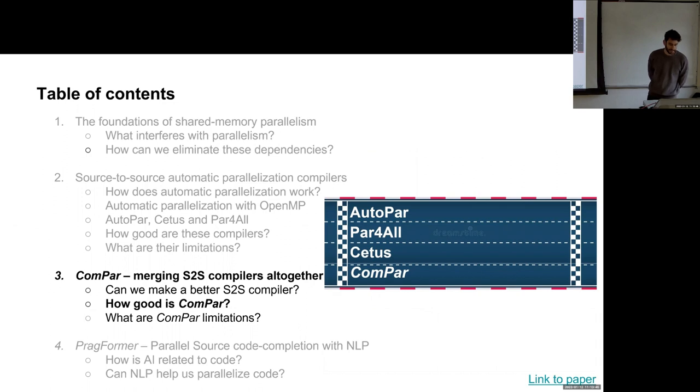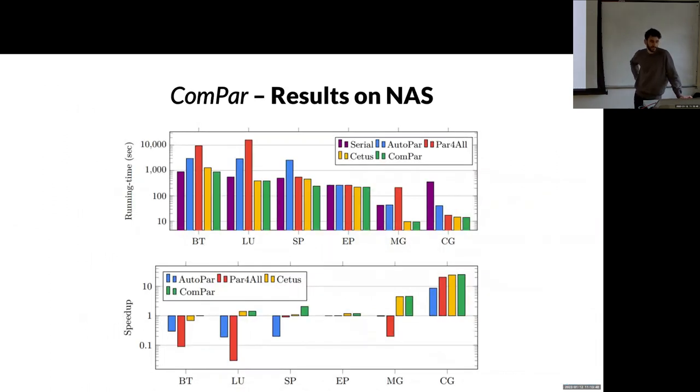So how good is Compar? If we look at the results of NAS, the same benchmark from the three compilers, the x-axis is again the benchmarks. The upper graph is in runtime, the lower graph is in speedup. So I think it's better to look at the runtime. We can see that the green bar, which is Compar, is always the fastest, which is the shortest bar, and which proves that it actually works. It actually does manage to combine them and optimize the loop even further.